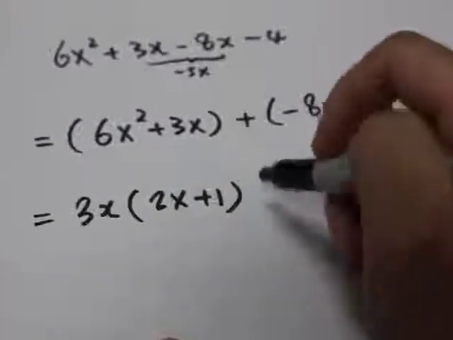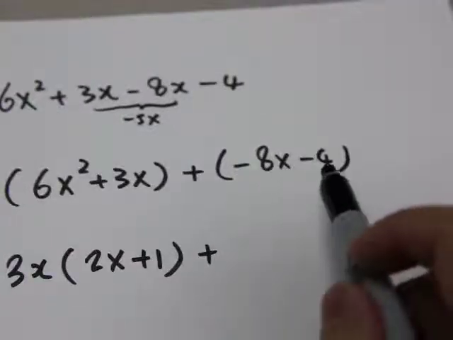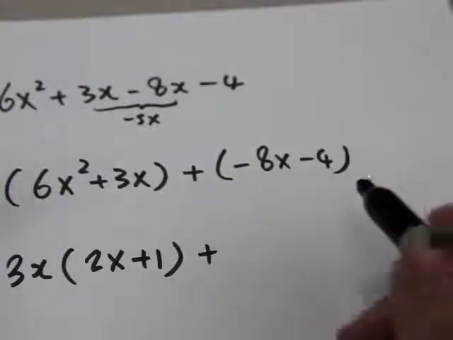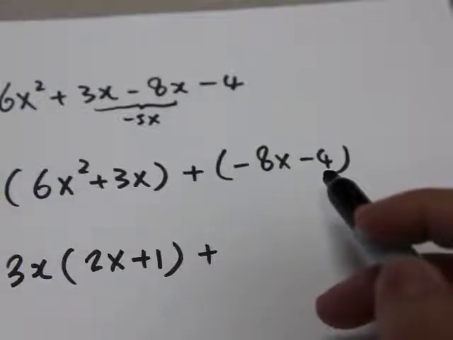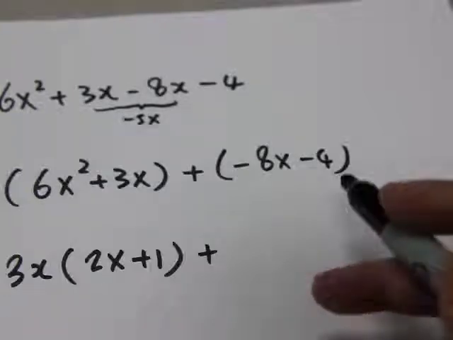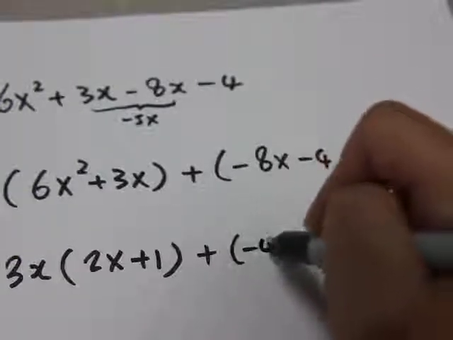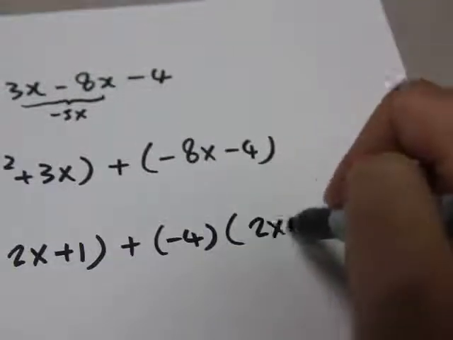Okay. And in the second group, now -8x and -4, we said the greatest common factors are +4 or -4, right? And then we said if the greatest common factor is a negative number, we prefer to factor out that negative number. So we factor out -4 instead of +4. And then we have 2x plus 1.